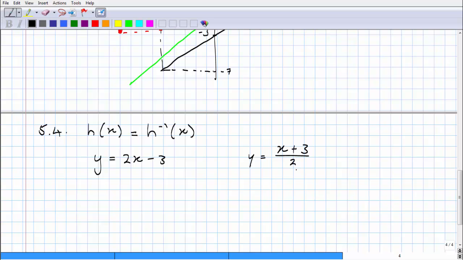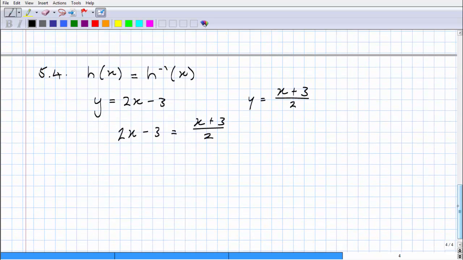And they're saying for when are they equal? Well, we make them equal then. So 2x minus 3 is equal to (x plus 3) divided by 2. And we simply solve for x. So we multiply everything by 2 to get rid of that 2 at the bottom. And whatever you do to the one side, do to the other side.